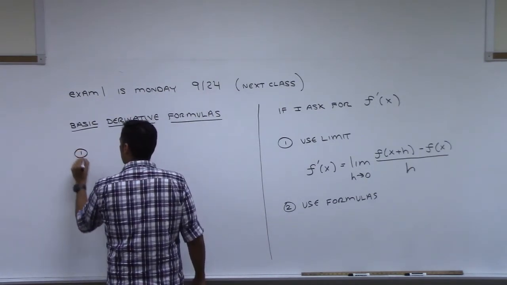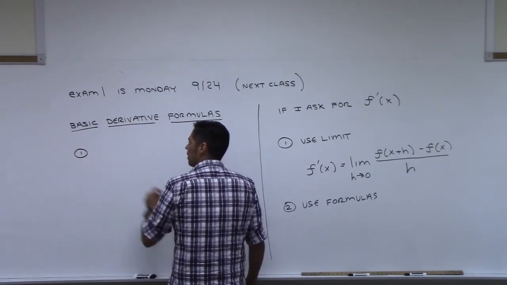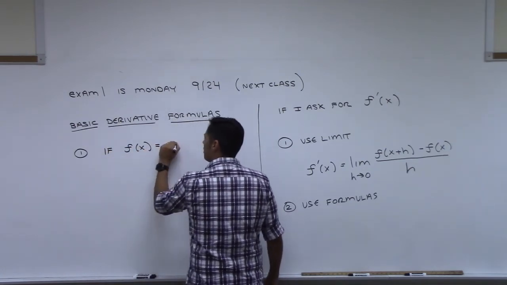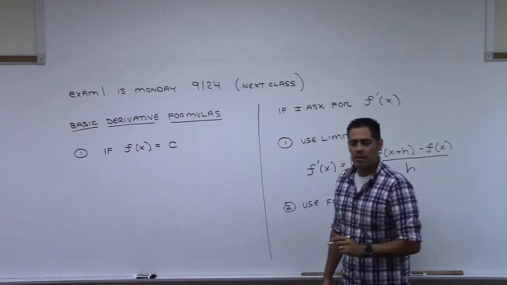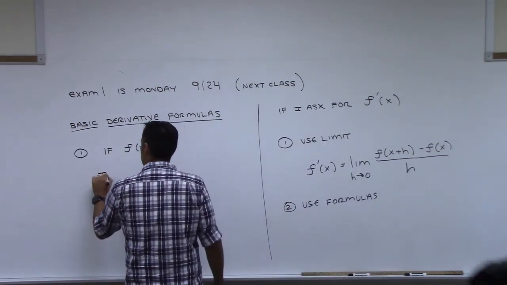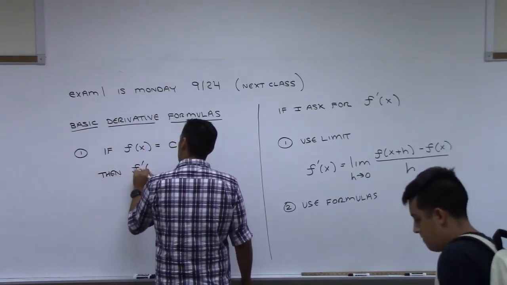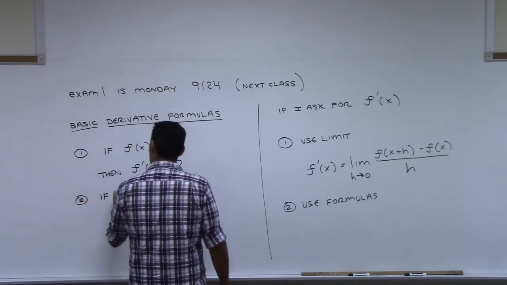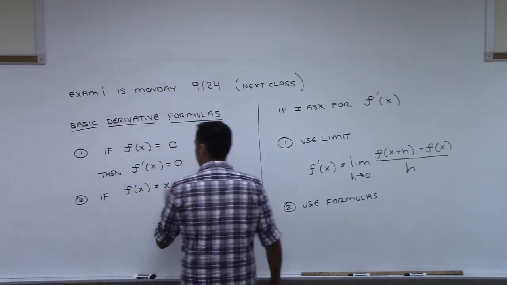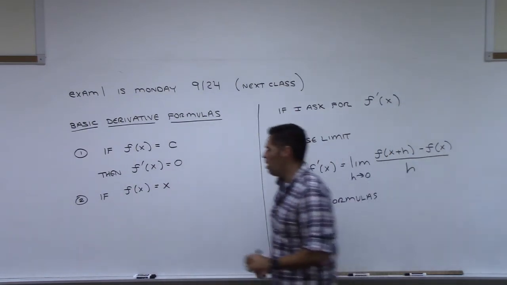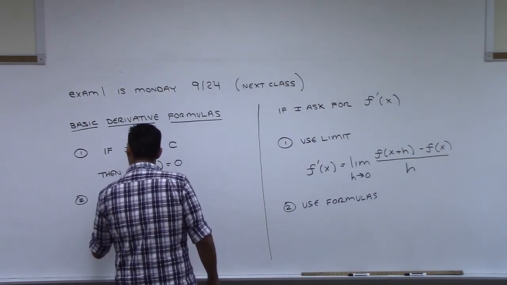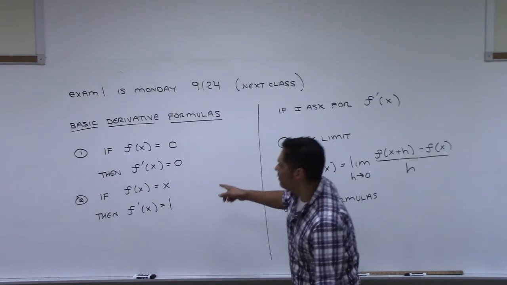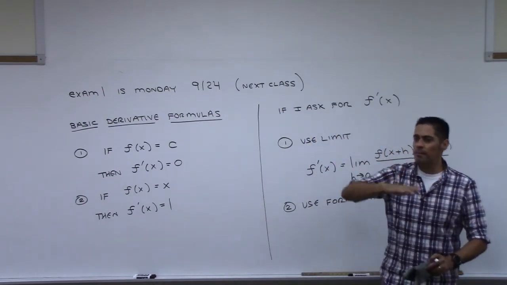The first one was, do you remember? We said if your function is just a constant, I use c, then the derivative of any constant was what? 0. Okay. The second formula I gave you was that if f of x is just x, the derivative is 1. And I tried to convince you of those with a little bit of geometric proof.